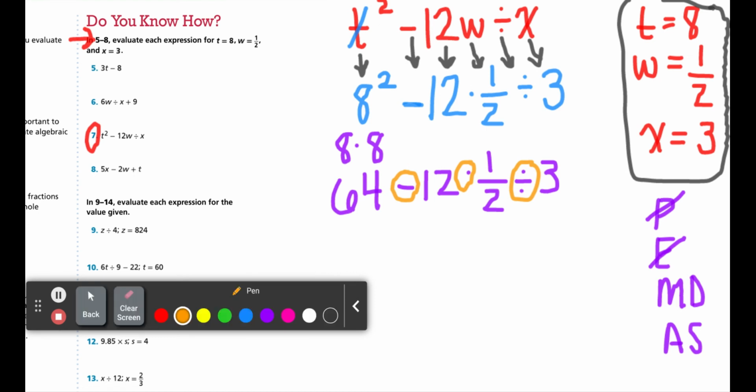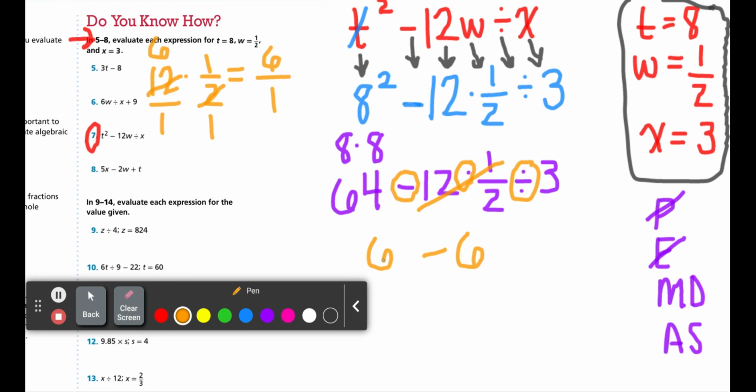Okay, off to the side. 12 times 1/2. These both have to be fractions. What's 12 times 1/2? Well, my 12 can be divided by 2. That's 6. 2 divided by 2 is 1. Multiply straight across. 6 times 1 is 6 over 1. So 12 times 1/2 is 6. Bring down the rest of the problem that we have not yet crossed off. So we have 64 minus 6 divided by 3.